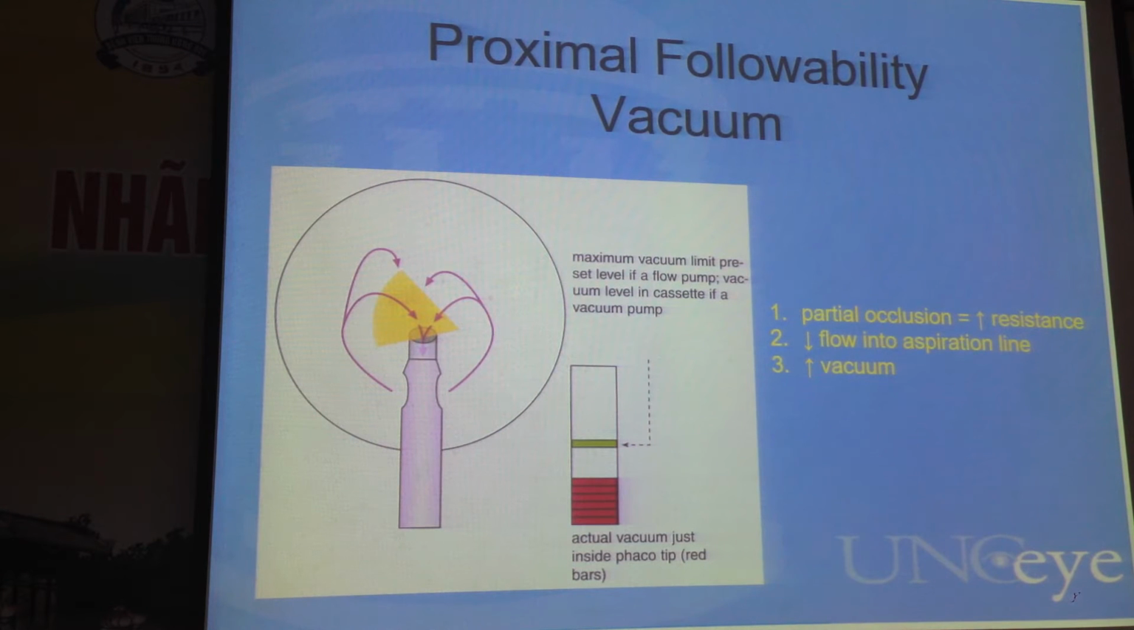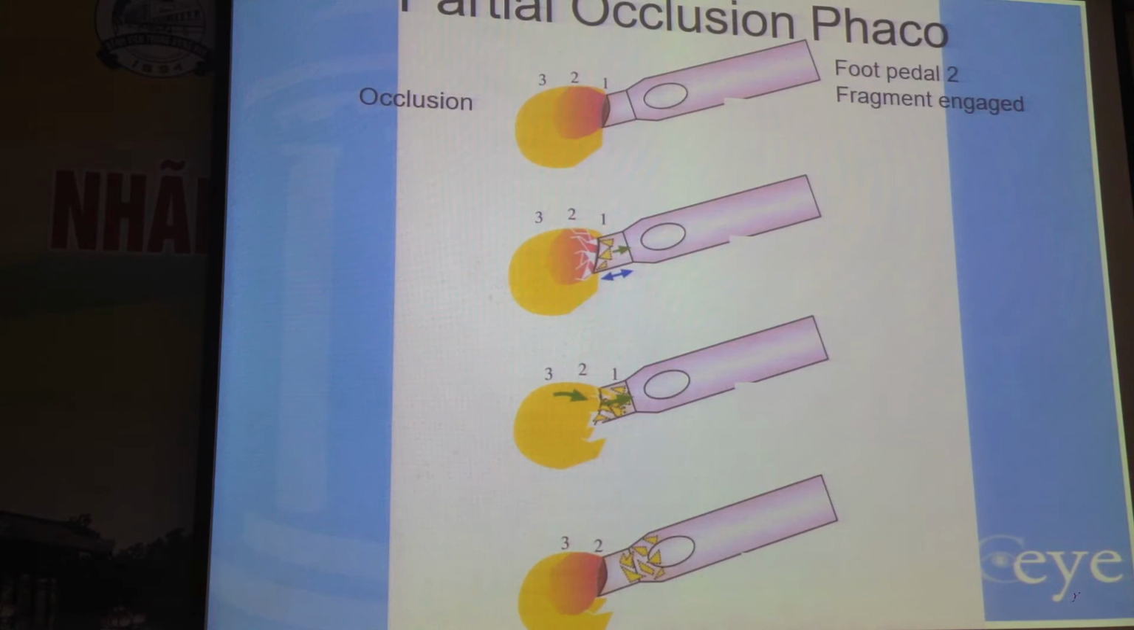Then you have proximal followability. What's proximal followability? Proximal followability is when you have partial occlusion of the phaco needle. And that's really mostly controlled by vacuum. Partial occlusion increases the resistance in your aspiration flow line, and you start getting some vacuum that goes up towards your preset level. Now, why is this important? Because I'm going to show you a short video.